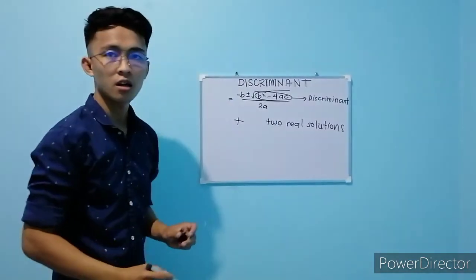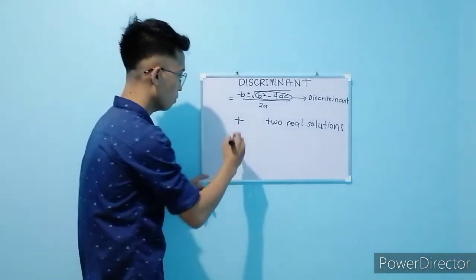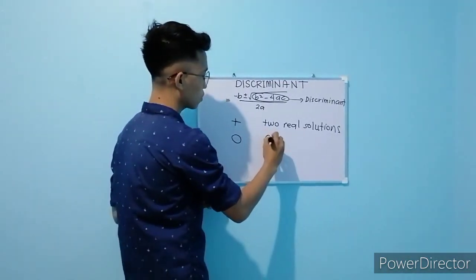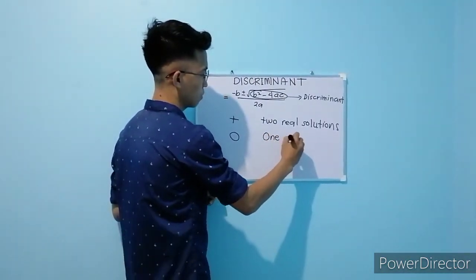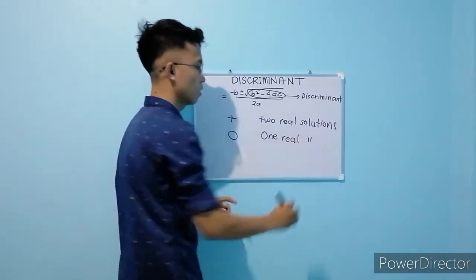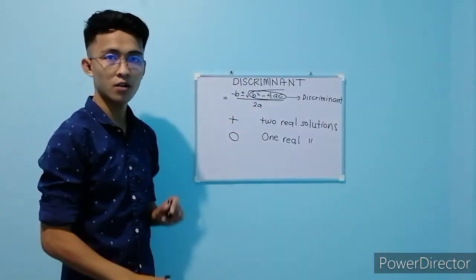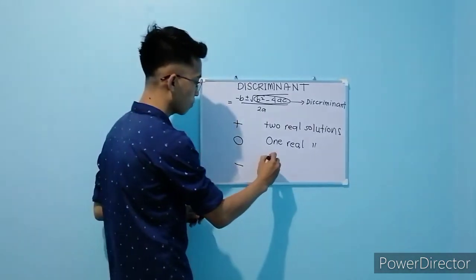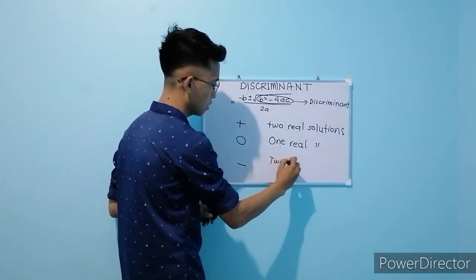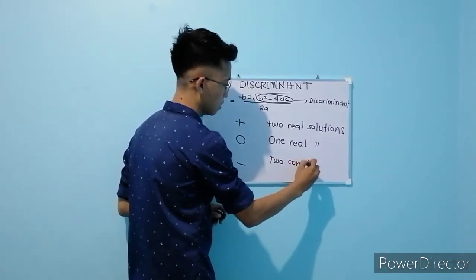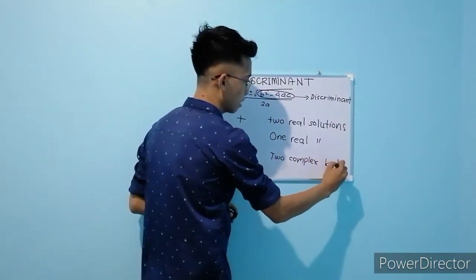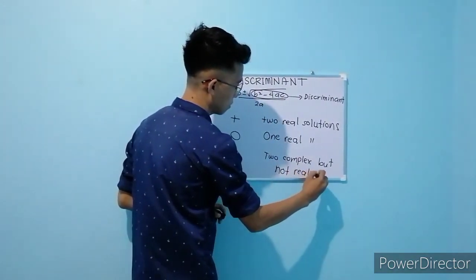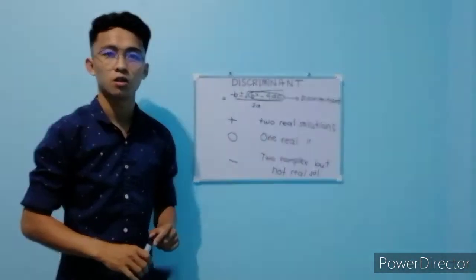And when the value of the discriminant is zero, it means that we have one real solution. And when the value of the discriminant is negative, it means that we have two complex but not real solutions. Okay.